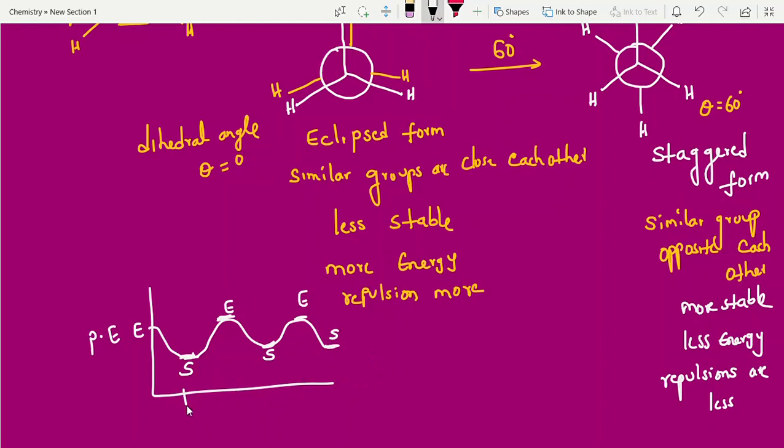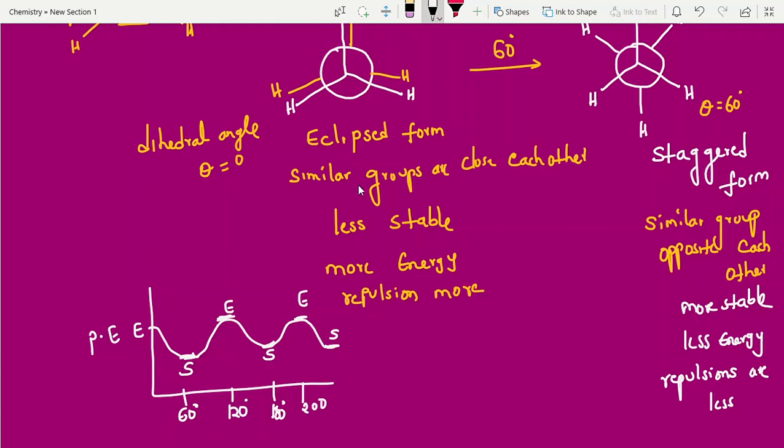Again 60 degrees. First, normal, you can see 0 degrees, eclipsed form. This is 60 degrees. Next, if you rotate 120 degrees, 120 degrees. Next you can rotate 180 degrees, 200 degrees. Like that we are observing. So which is having more energy, less stable, which is having less energy, more stable. That's all. They'll ask questions like this.